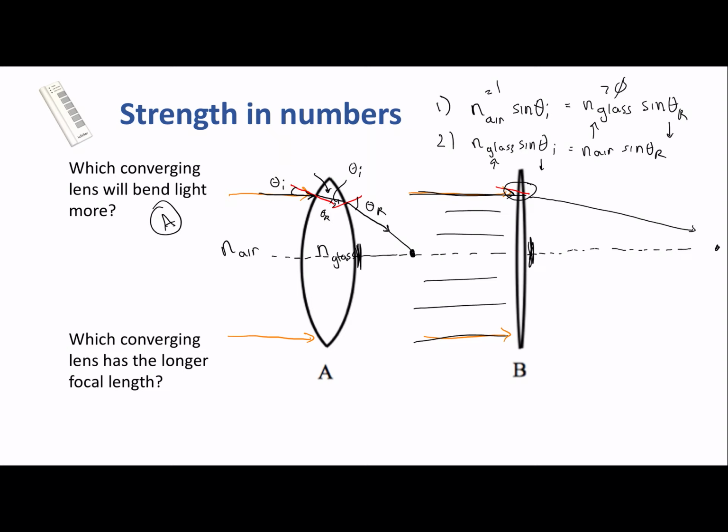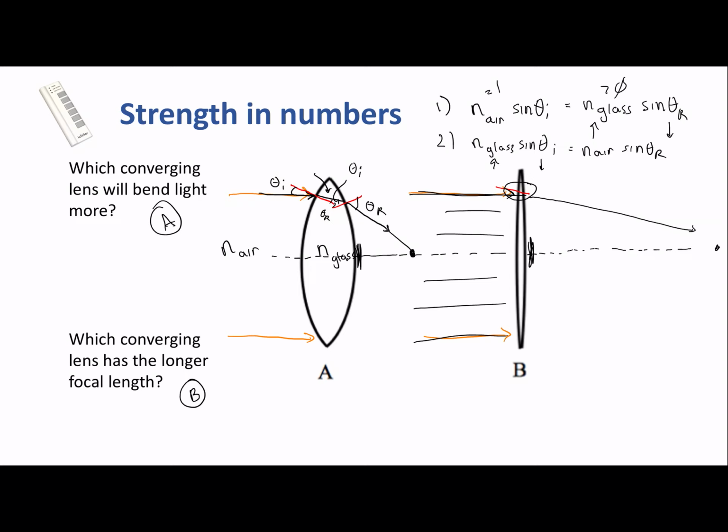So which one has the longer focal length? It's going to be B, the weaker lens. We're eventually going to talk about a concept called the power of the lens. This can be a little bit confusing that a weak lens has a big focal length. But we're going to eventually introduce something called the power of the lens, which is the inverse of the focal length measured in meters. And weak lenses will have small powers.